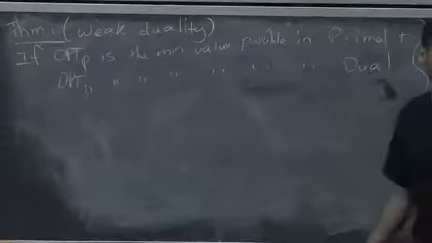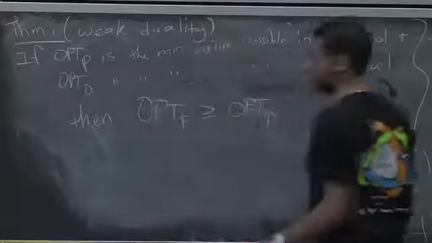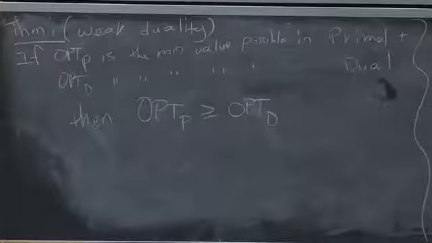The dual is a way of getting lower bounds on the primal. Then opt P is at least opt D. This is called weak duality. Yeah, max. I got a little carried away. OK. So, good.